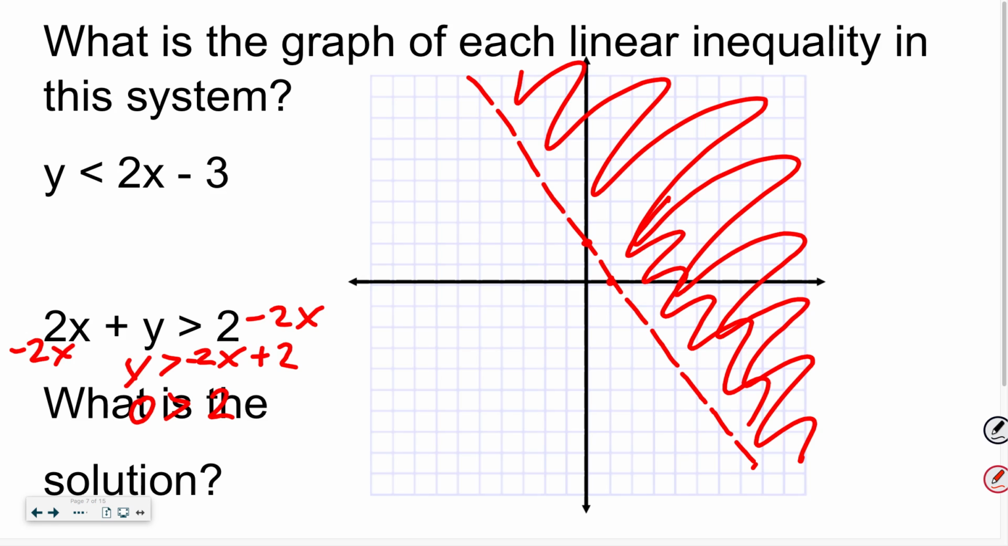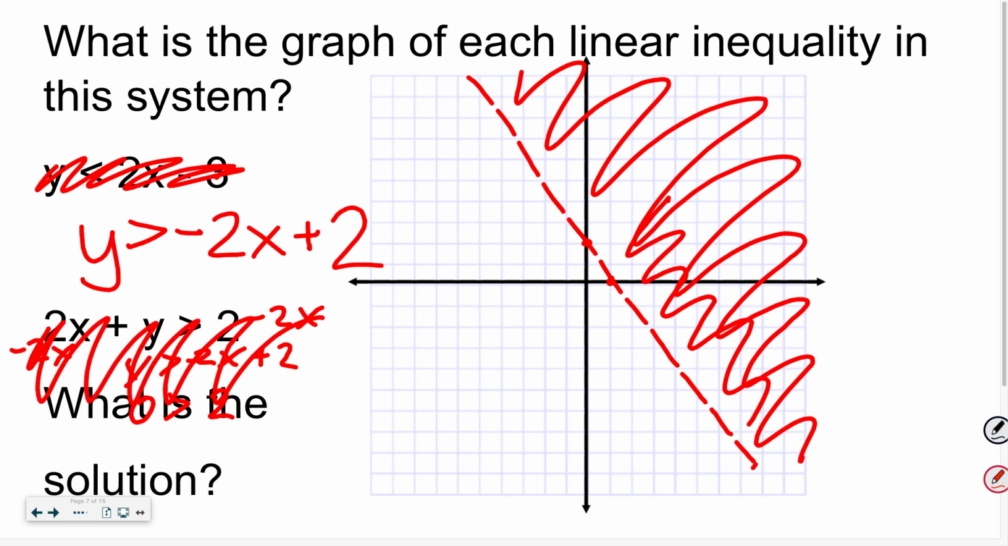I don't really get how, why do we shade it? Why do we shade it? Okay, that's a good question. Let's talk about what this represents. Our inequality, if we look here, y is greater than -2x plus 2. Whatever values our solutions would make that true.